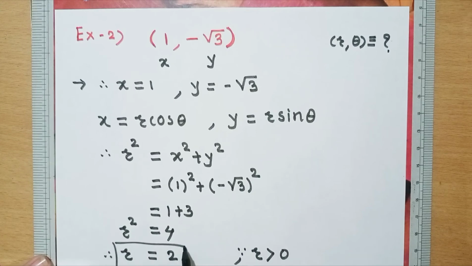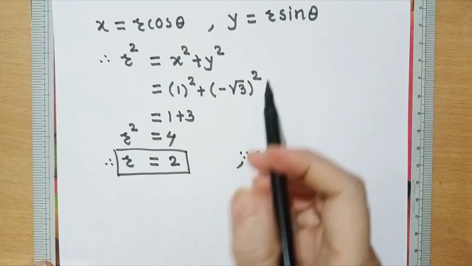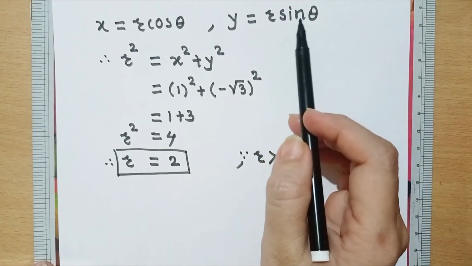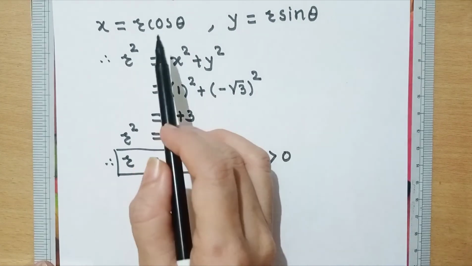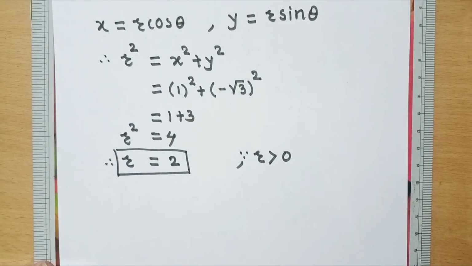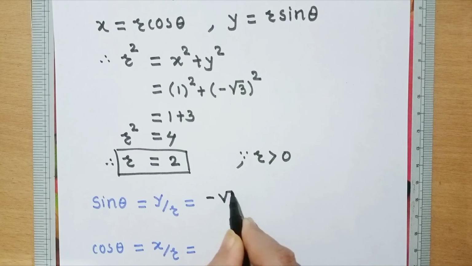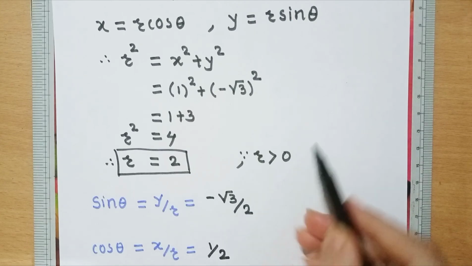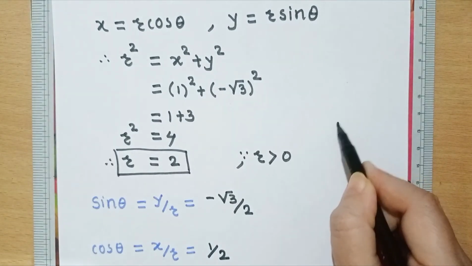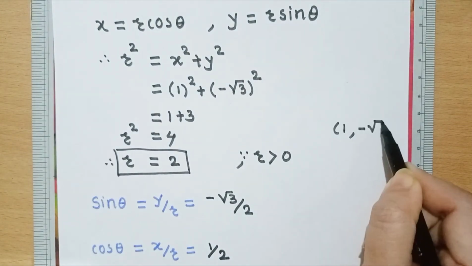Now we will find out theta. Again we know the relations. Sin theta is equal to y upon r, cos theta is equal to x upon r. We will write here. Y means minus root 3 and r is 2, and here x is 1 and r is 2. Now again we have the point 1, minus root 3.